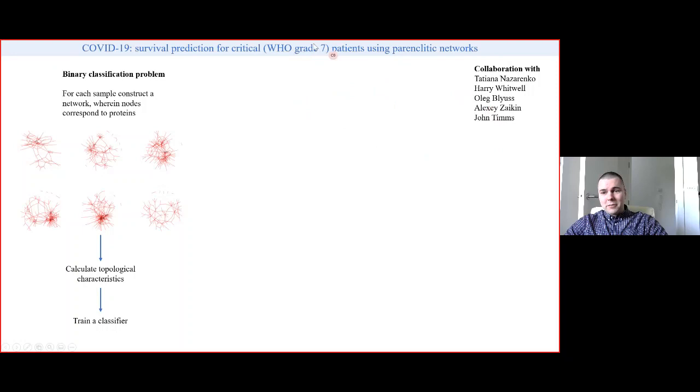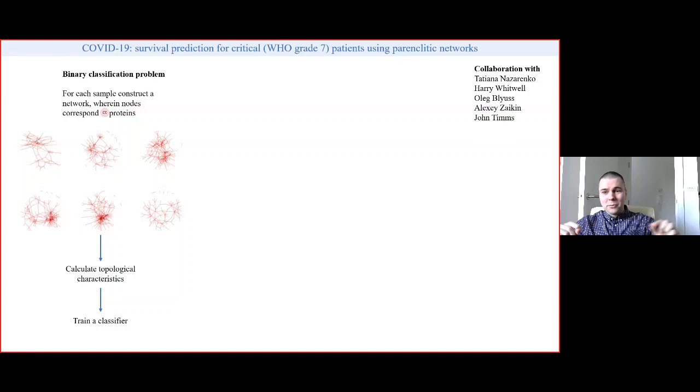The basic idea of the approach is it basically works for any binary classification problem. And the idea is that for each sample, there is a network constructed which connects different proteins together. So nodes correspond to proteins, and edges of the network are weighted. And the weight corresponds to the confidence with which you can classify a particular sample based on a pair of proteins. So an edge connects two different proteins together.